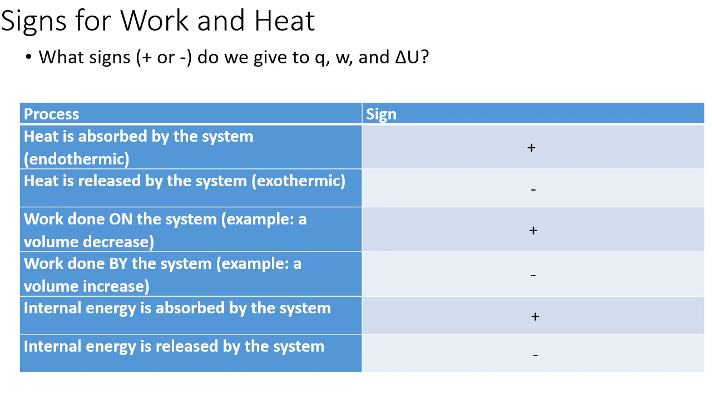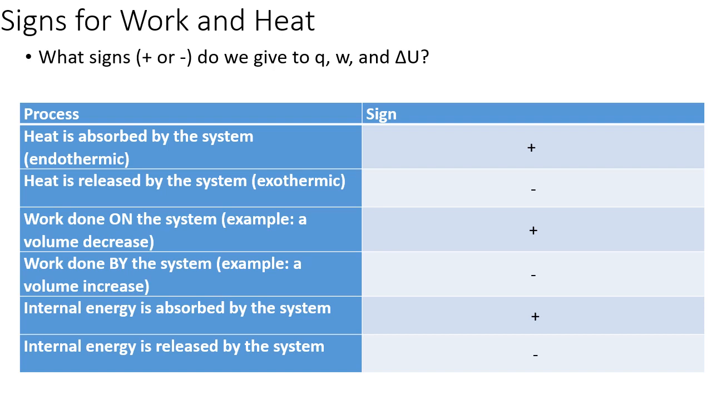When we are calculating work and heat in the internal energy equation that you saw on the previous slide, there are signs, positive or negative, that are associated with the heat, Q, work, w, and the change in the internal energy, delta U. If heat is absorbed by the system, which is an endothermic process, the sign on the heat will be positive. When the heat is released by the system, it's exothermic, then it will be a negative value.